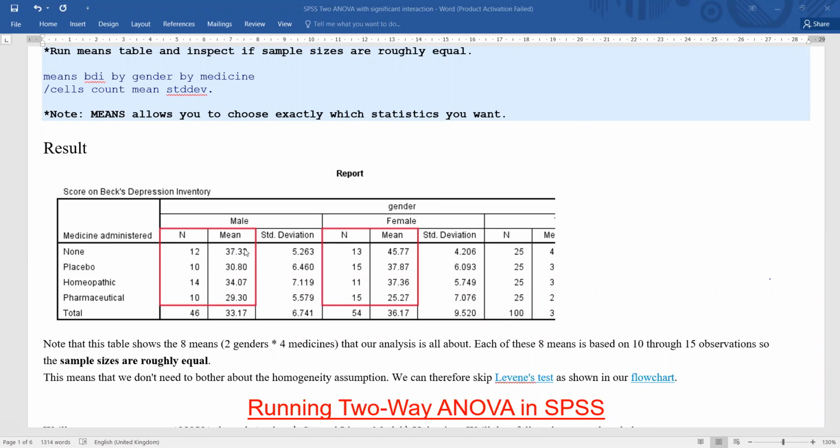Then sample means of BDI. These are the means of BDI for males, the average of BDI in the sample for males, and the average of BDI in the sample for females. In total we have 54 female participants in the sample and 46 male participants in the sample.